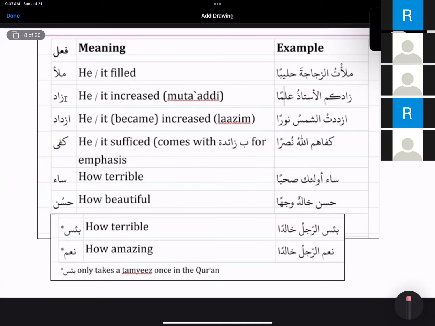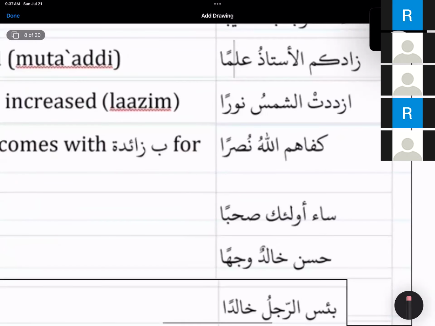So now you're going to ask in what sense you're saying it. In knowledge, right? So ilman is coming as a tamiz over here. Then zadat shamsu nuran, nura. So where is the fail over here?